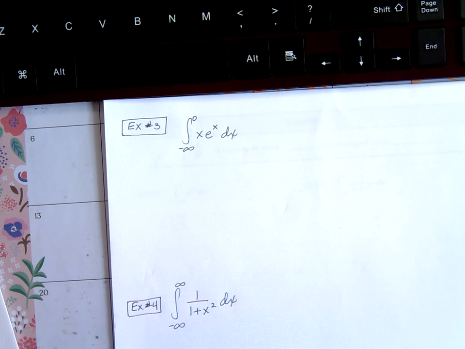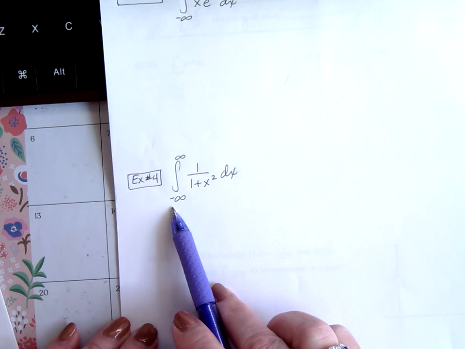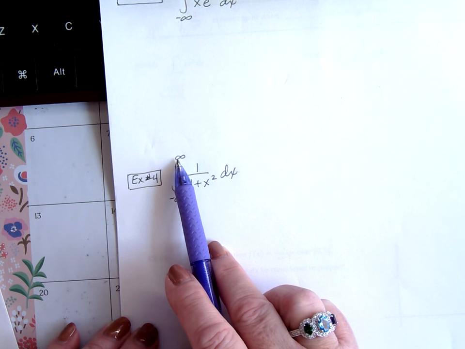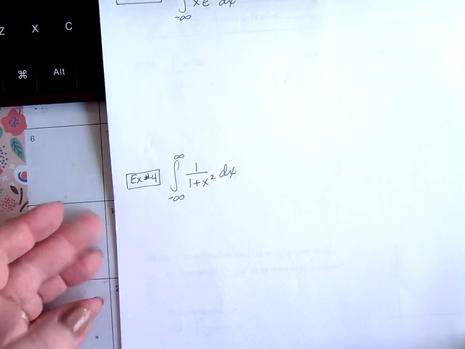If you look at example 4, he's one of those where your A bound is negative infinity and your B bound is positive infinity. That's got to be split into 2. All right? So we'll get to him in a minute. We're still working on example 3.